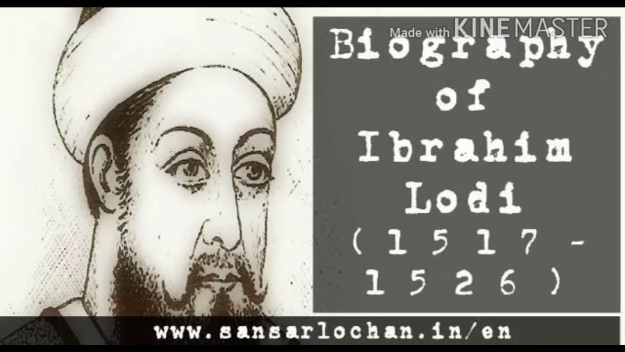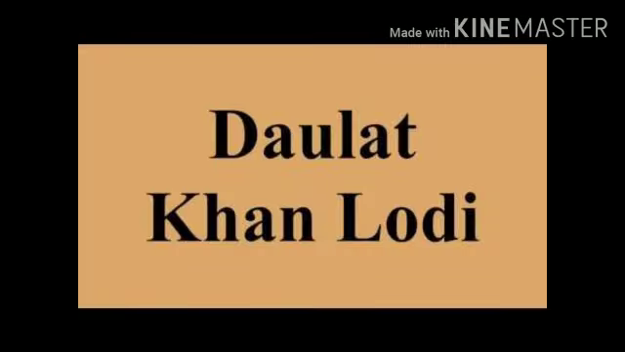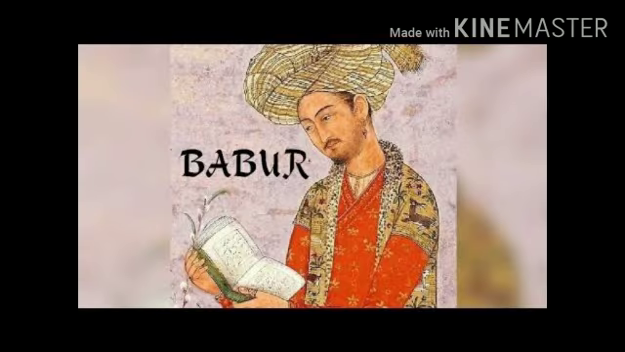Ibrahim Lodi became the Sultan of Delhi in 1517 after the death of his father Sikandar Lodi. He was the last ruler of the Lodi dynasty. He faced a number of rebellions. Ibrahim Lodi also displeased the nobility when he replaced old and senior commanders with younger ones who were loyal to him. So his nobles Alam Khan and Daulat Khan Lodi invited Babur to invade India.